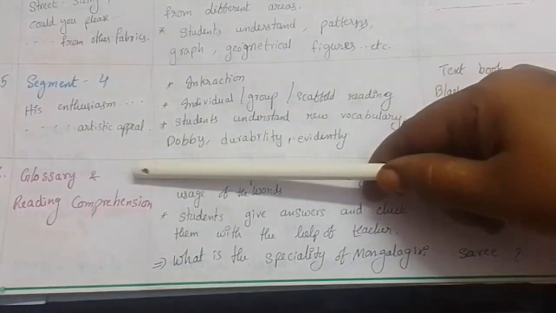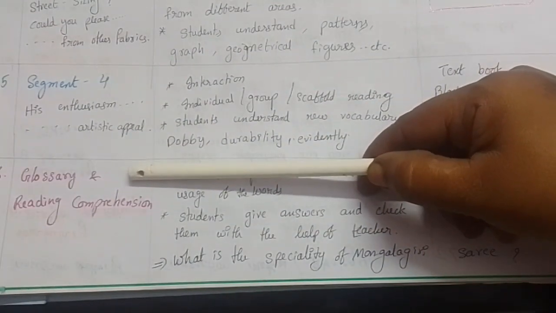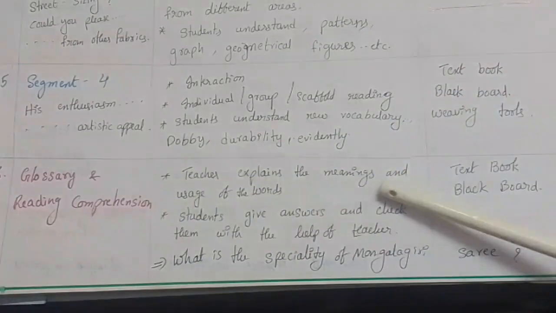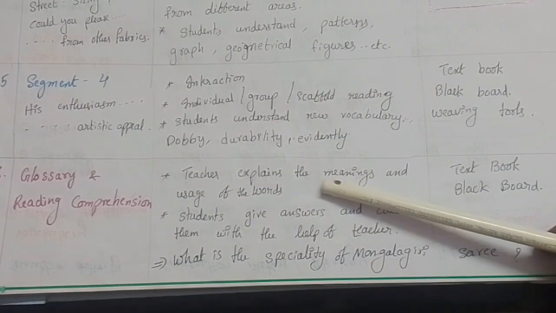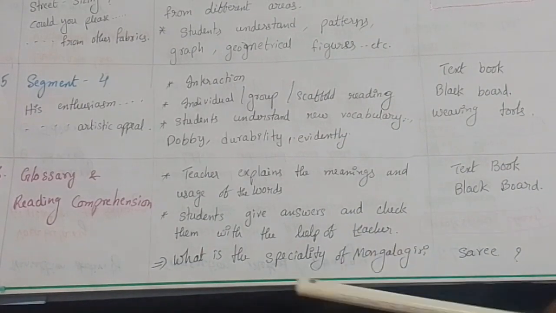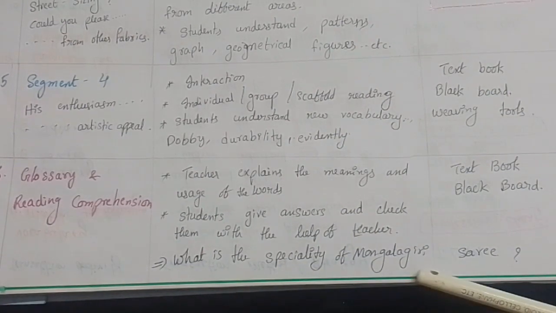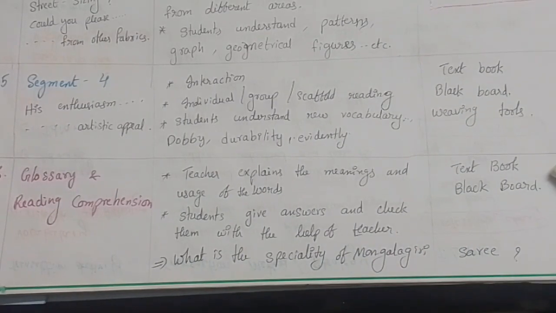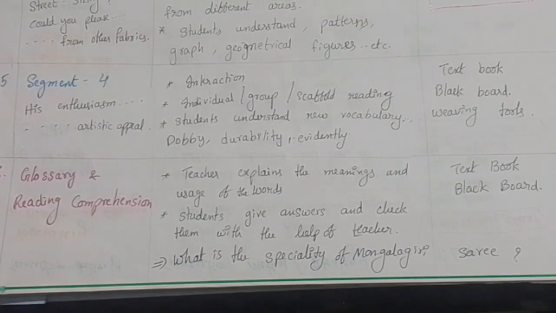In the 6th period, we deal with the topics glossary and reading comprehension. The teacher explains the meanings and uses of the words. Students give answers and check them with the help of the teacher, like: what is the speciality of a Mangalagiri saree? We use the TLM: textbook, blackboard, etc.